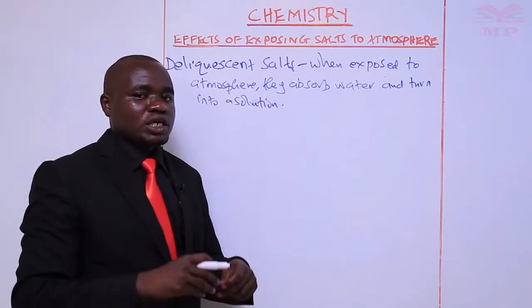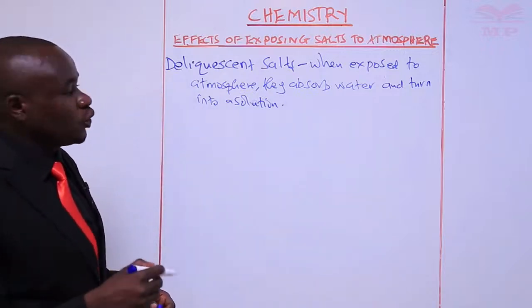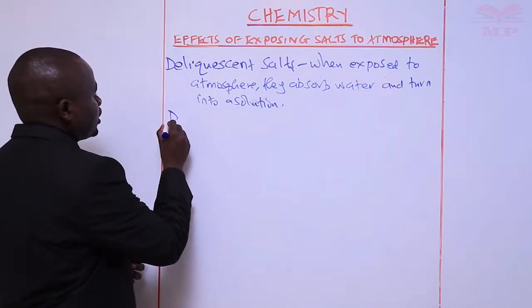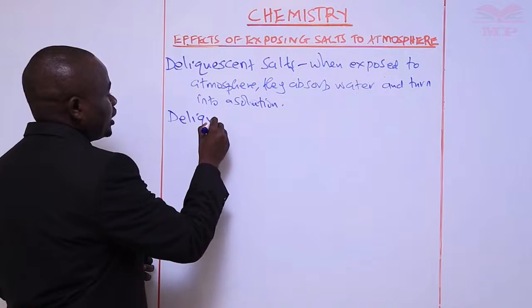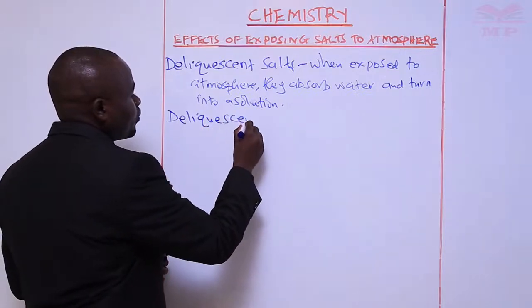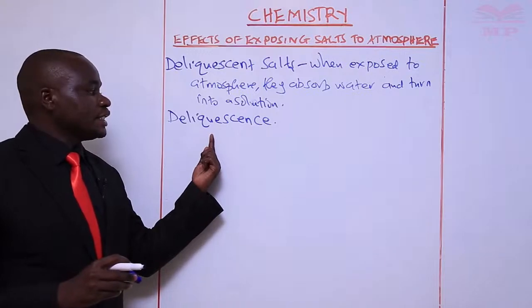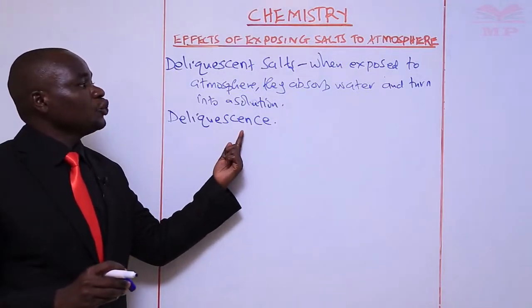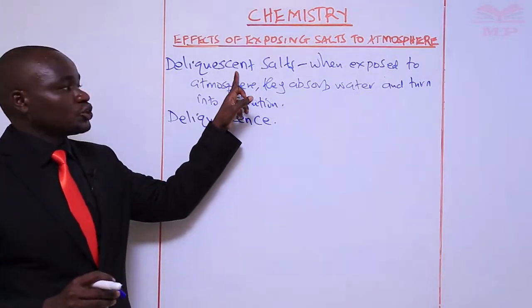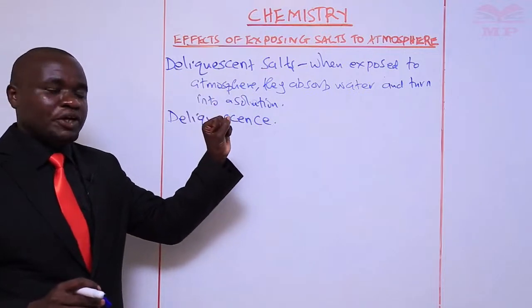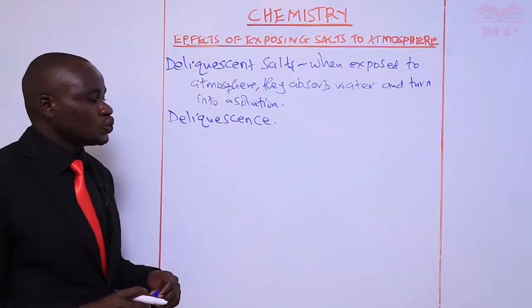So such type of salts are called deliquescent salts, and the process that involves absorbing moisture and turning into a solution, that process we call deliquescence. So deliquescence is coming from the word deliquescent. So deliquescence is the process in which deliquescent salts absorb moisture from the air and turn into a solution.